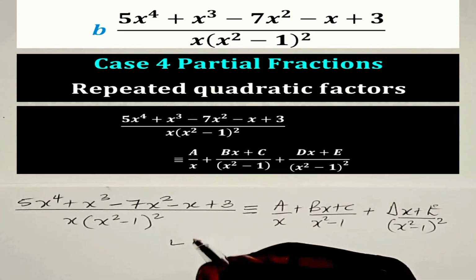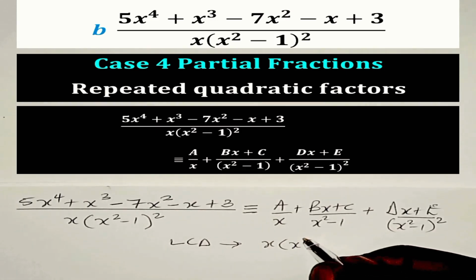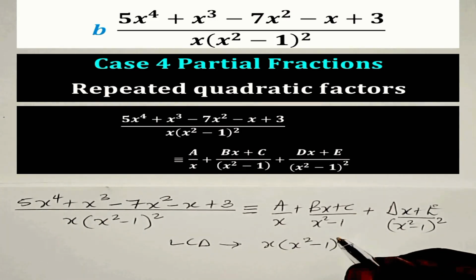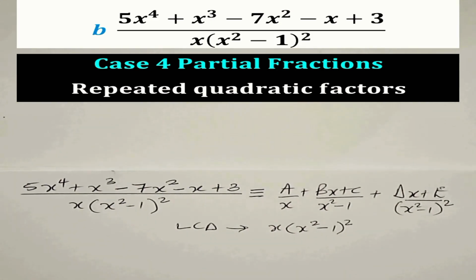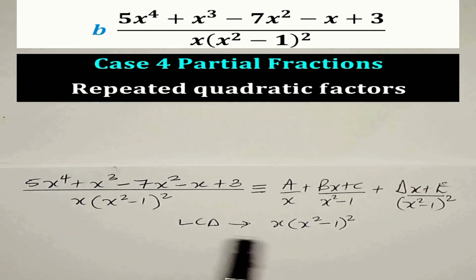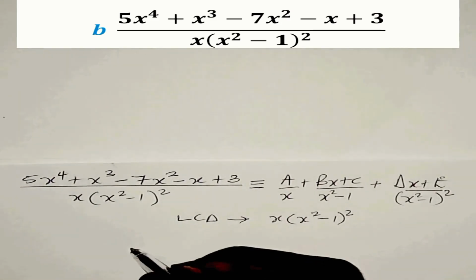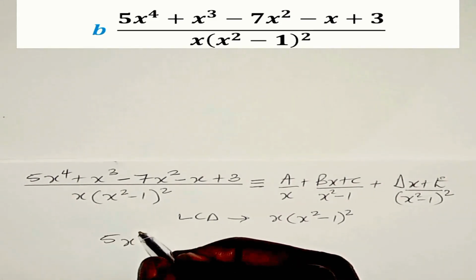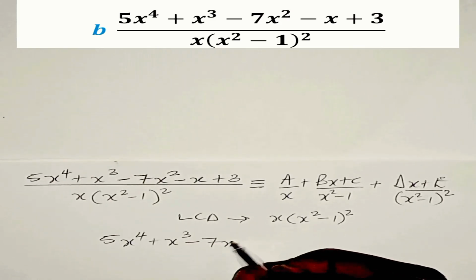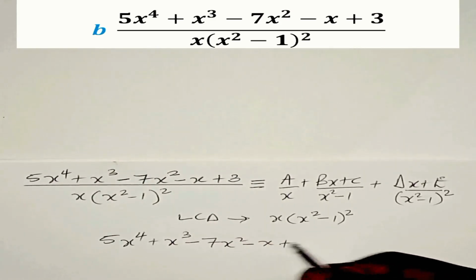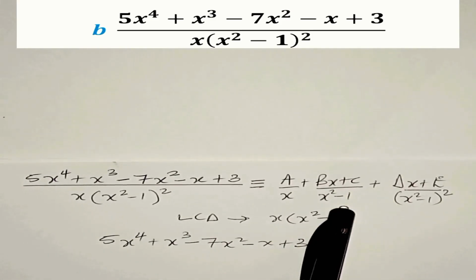And the lowest common denominator in this case is x into x squared minus 1 squared. Now we shall multiply throughout that equation by the lowest common denominator. We multiply the LCD on the left-hand side. We shall remain with 5x to the power of 4 plus x to the power of 3 minus 7x squared minus x plus 3, because if you multiply, this cancels with that.